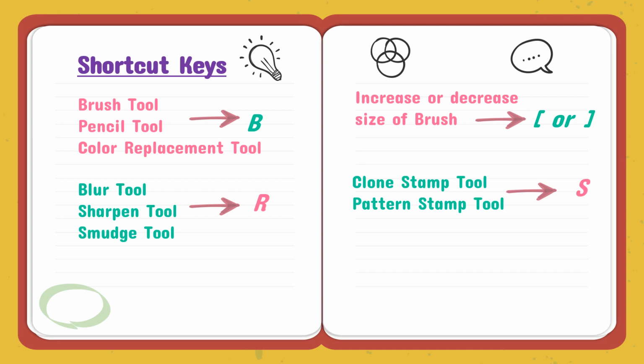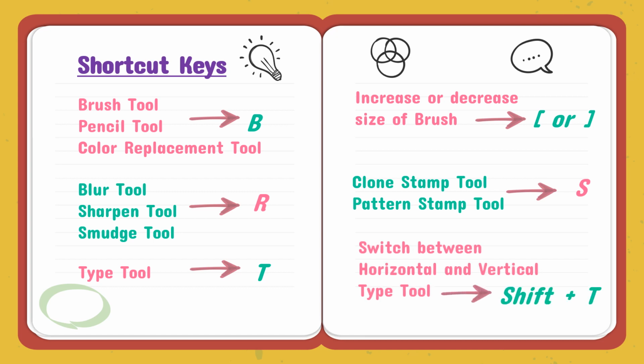Clone stamp tool and pattern stamp tool. Shortcut key S. Type tool T. And to switch between the horizontal and vertical type tool, Shift plus T. By default, you type the text horizontally, but if you want to type the text vertically, you can press Shift plus T.